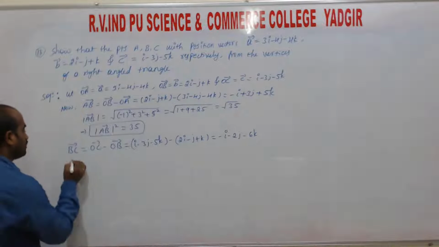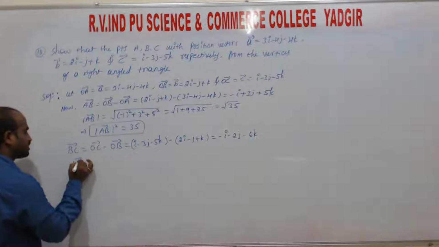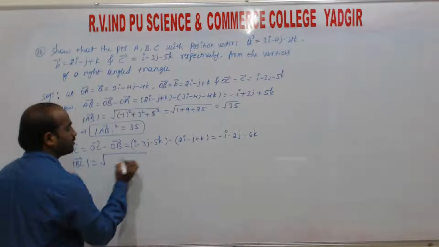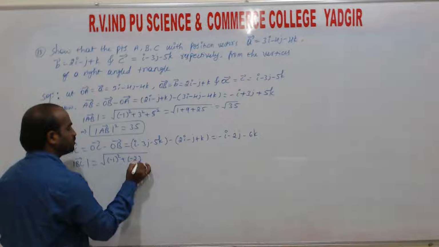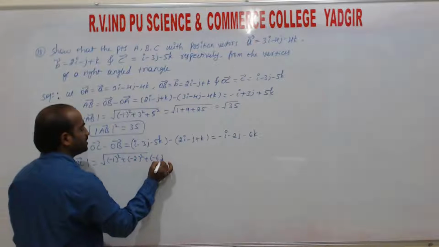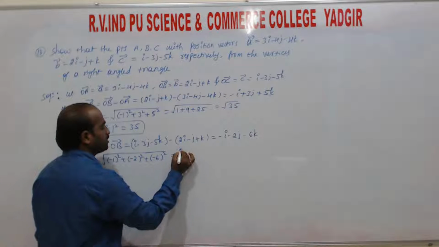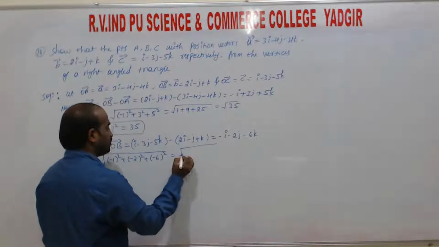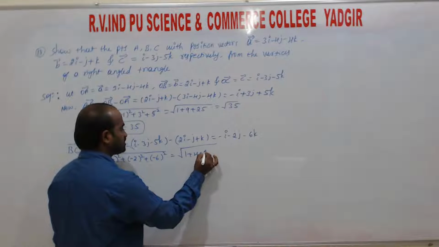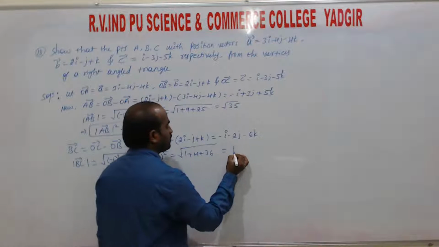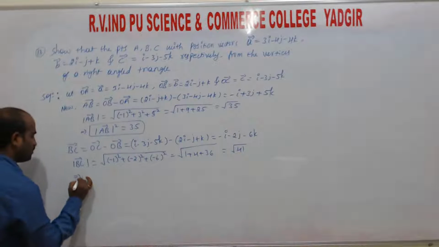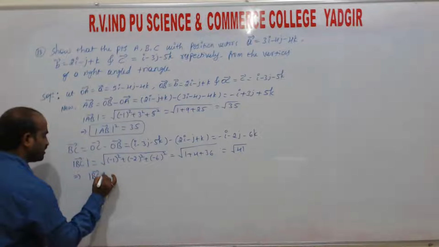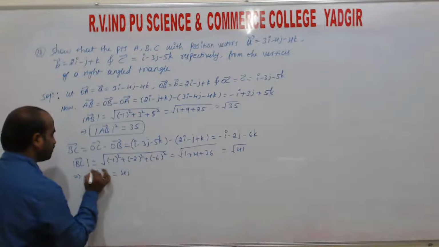Now the magnitude of vector BC is equal to the root of (minus 1) squared plus (minus 2) squared plus (minus 6) squared, which is 1 plus 4 plus 36, root 41. Now the magnitude of BC squared is equal to 41.